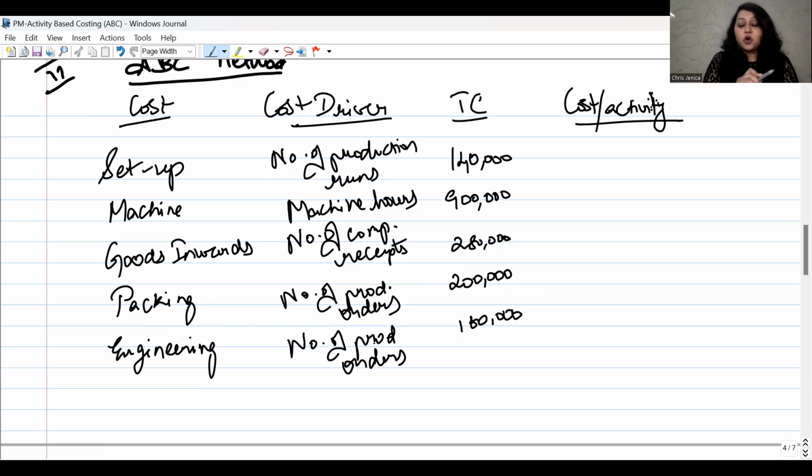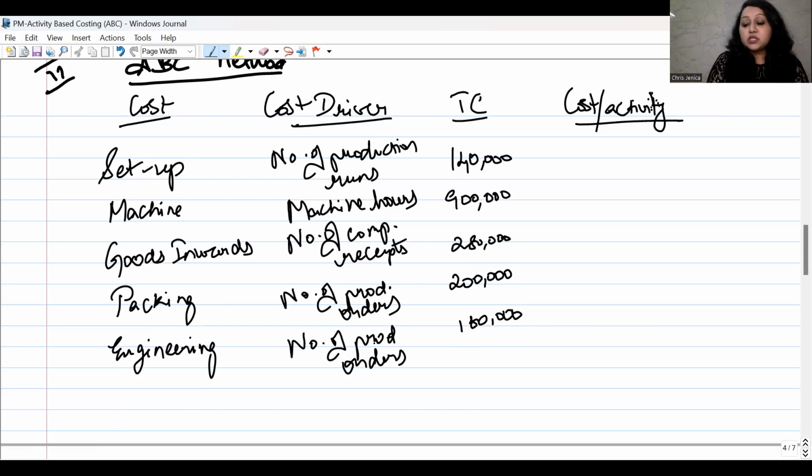Fine. So for setup cost, the cost driver is the number of production runs. For machine, the cost driver is machine hours. For goods inwards, the cost driver is the number of component receipts. Packing is based on the number of production orders, and engineering is based on the number of production orders. So these are the drivers based on which you are going to allocate your cost.